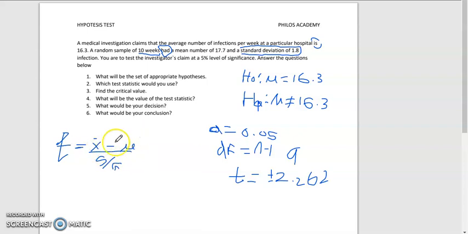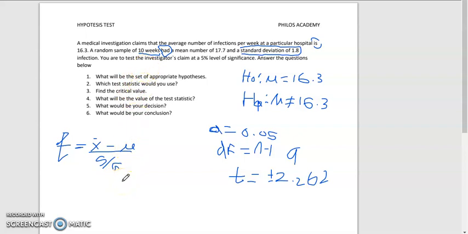Now, you substitute. What is your sample mean? Your sample mean is 17.7, so you substitute it here. Minus, what is the population mean? 16.3, right? You come and fix it here. The population mean is usually in the hypothesis that you've stated. Divided by, what's the standard deviation? 1.8, so you come and substitute here. Divided by square root of n, and your n is 10.